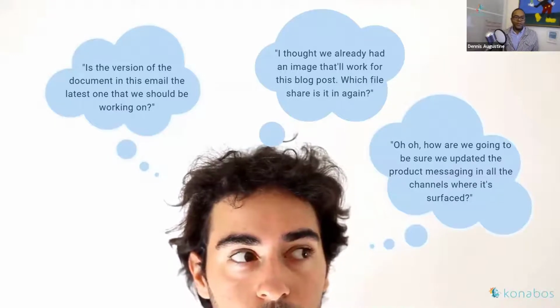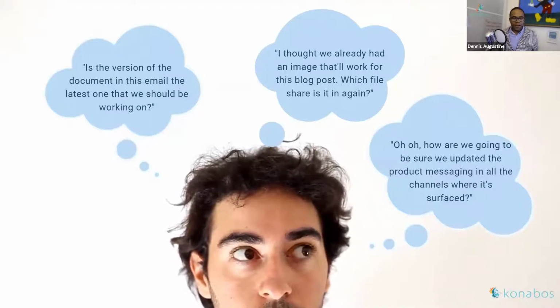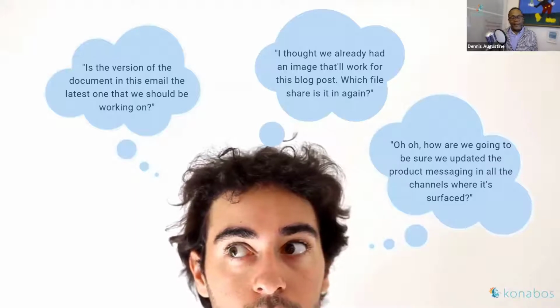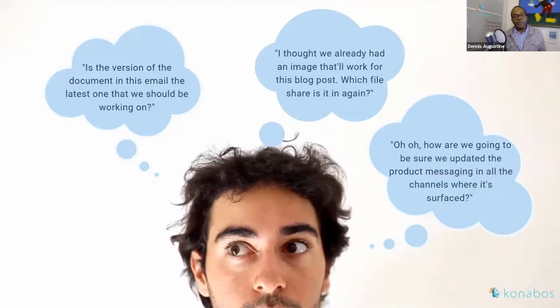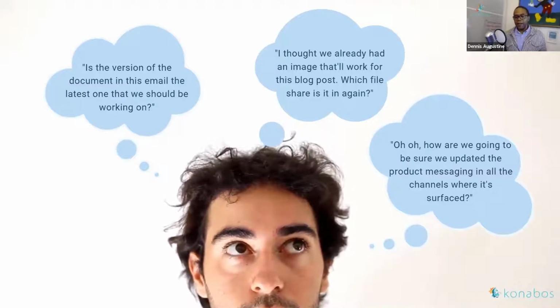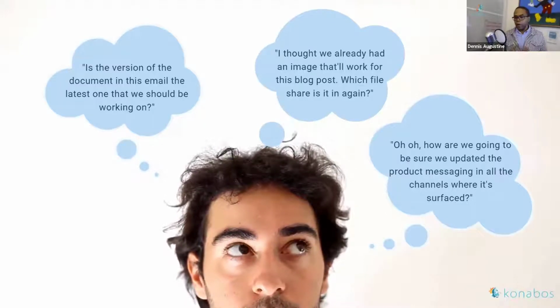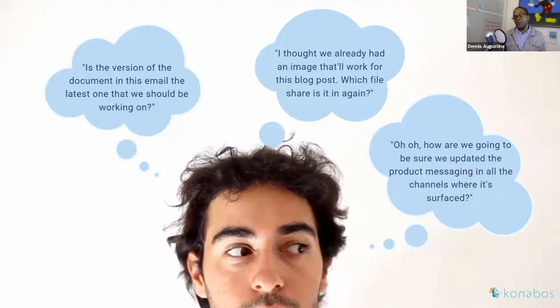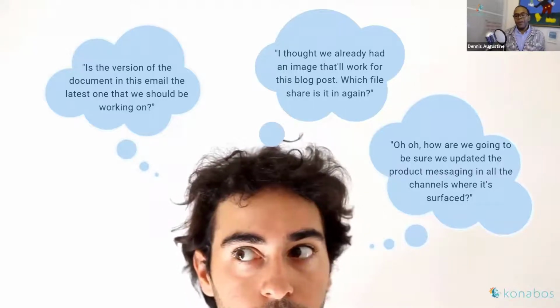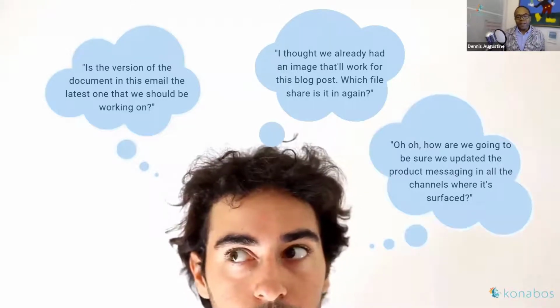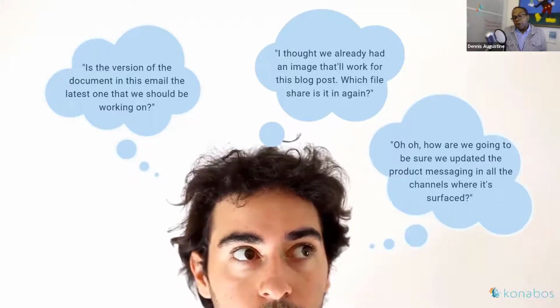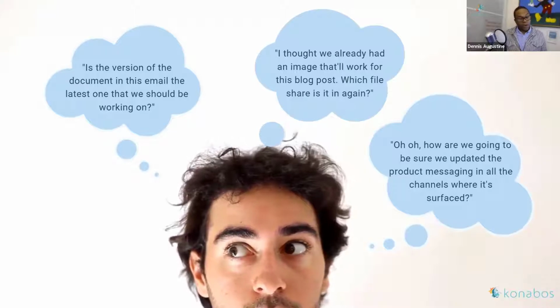what's the right version of the document that I'm supposed to be working on? You're shooting things around in email. You're shooting documents through email. You're looking for images in file shares. It's so frustrating to remember where was the image that I should be using for this campaign again. Where am I sure that I changed all of the source content when I changed product data? Did we cover all of the channels? Did we hit everything that we needed to change?